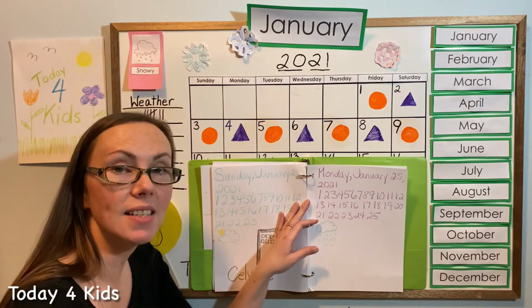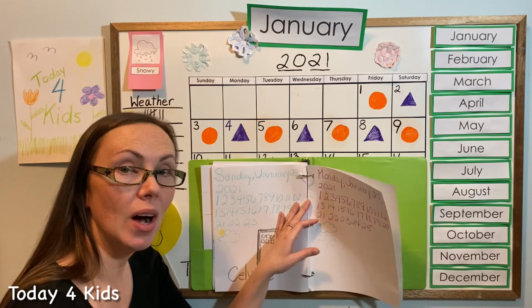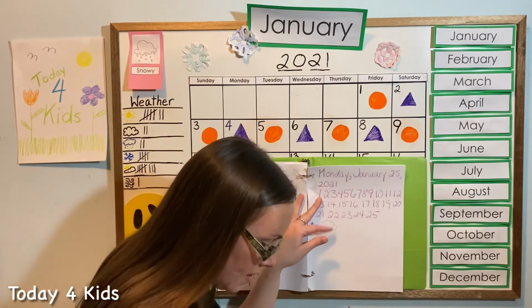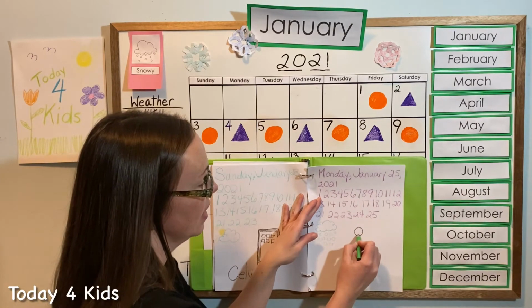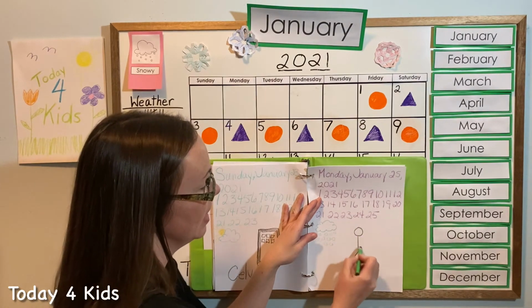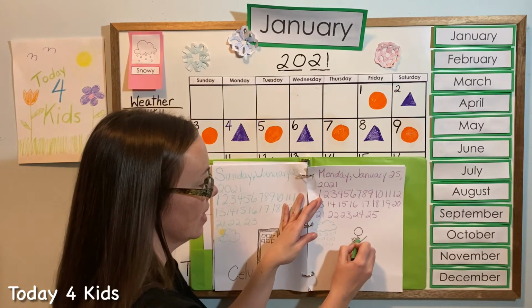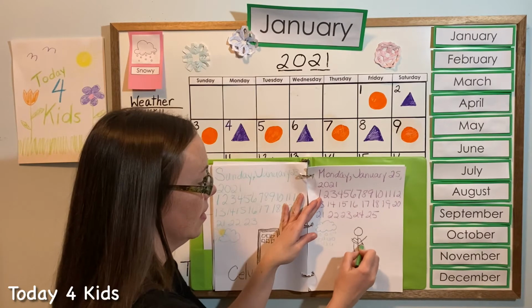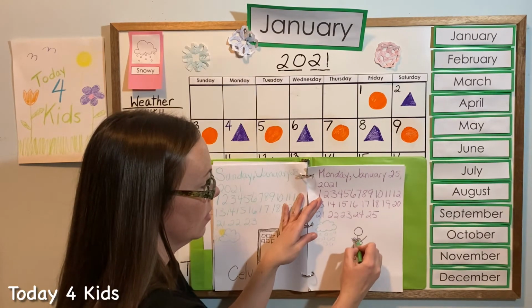And because it is snowing so gently and so nicely, I'm going to go for a walk. Do you like to go for a walk in the snow? Let's put my head here and then I need some legs and some arms. And I'm going to wear my black jacket today and my black snow pants. So I'll color that in.